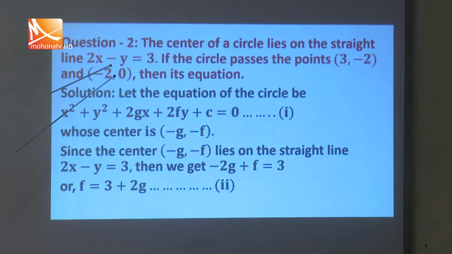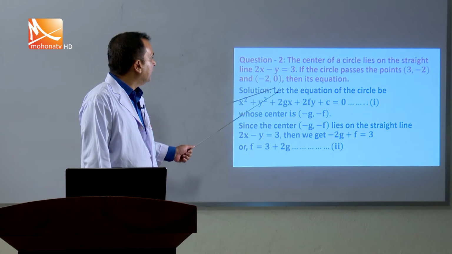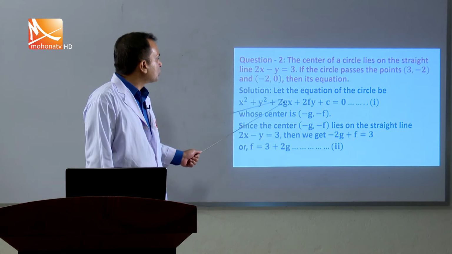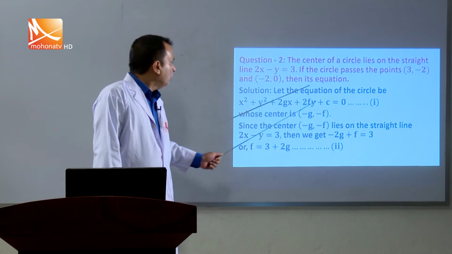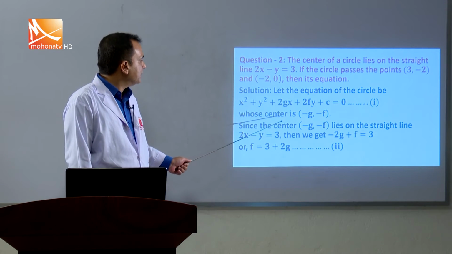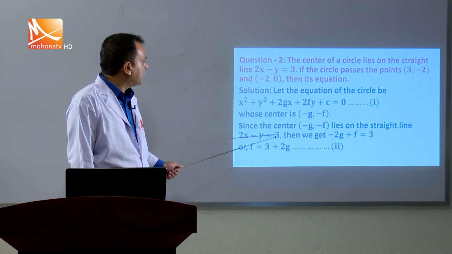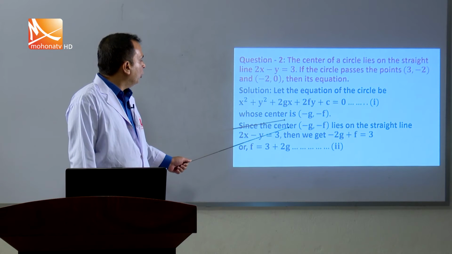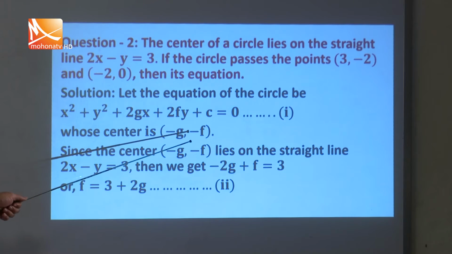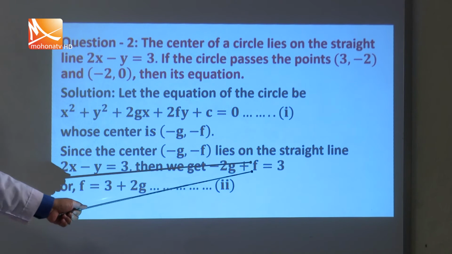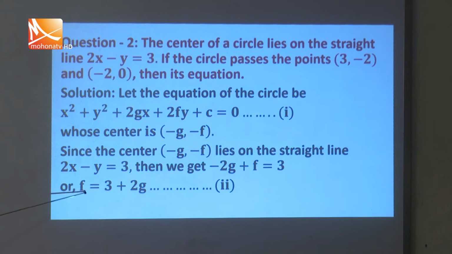As before, we are considering the equation of the circle x square plus y square plus 2gx plus 2fy plus c equals 0, whose center is minus g, minus f. Since the center minus g, minus f lies on the straight line 2x minus y equals 3, we will put the value of x as minus g and the value of y as minus f. Then we get minus 2g plus f equals 3, or f equals 3 plus 2g. This is equation number 2 and the equation of the circle was equation number 1. Now, we will go to the next slide.